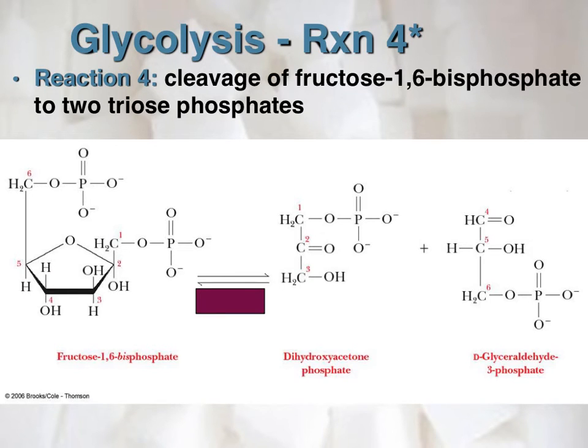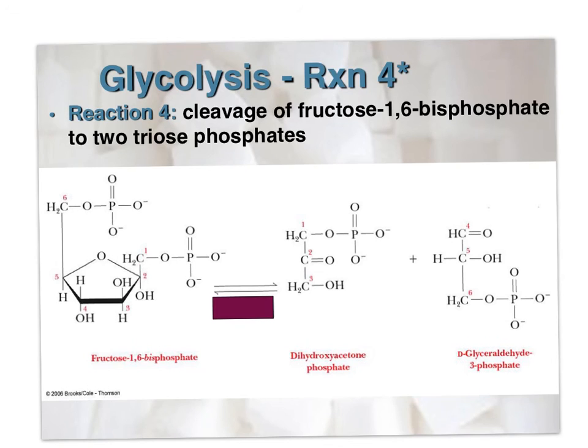Now we're at reaction 4. We're going to talk a little bit about reaction 4 and how it's important. Notice it's got a little asterisk, but it's important for a different reason. It is not a checkpoint. So if we just look overall, what happens is we start with fructose 1,6-bisphosphate. We make 2 products now. So there's a cleavage reaction that occurs. One product is dihydroxyacetone phosphate, and one is glyceraldehyde 3-phosphate.